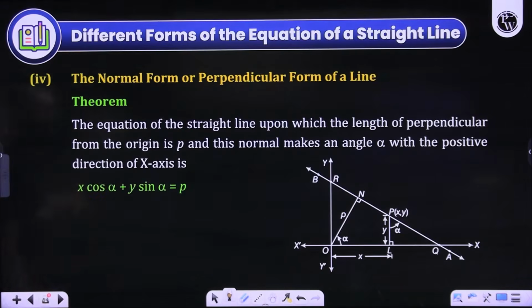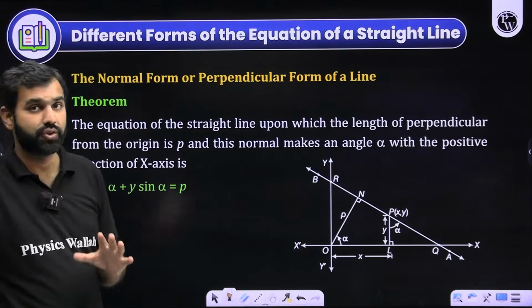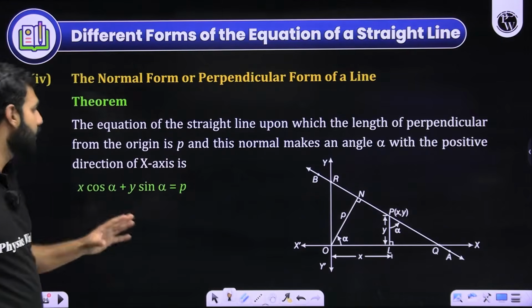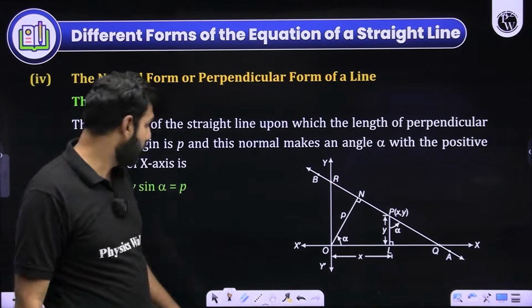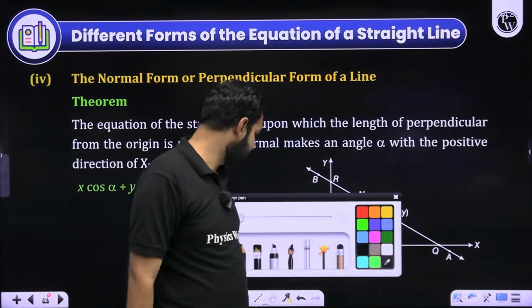Moving ahead with the next part, the normal form. That's the most interesting form and that is what you should pay a lot of attention to. How do we deal with this? Let's have a look at that. With this form, there are a lot of things. What all things are there? Let's have a look at that particular part.